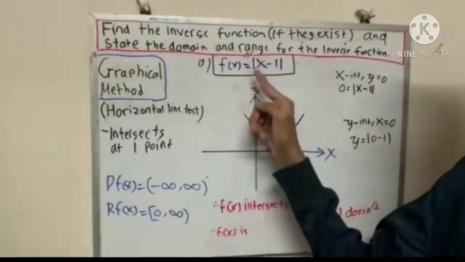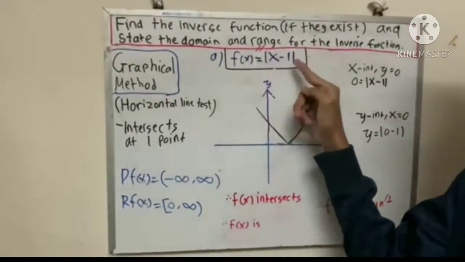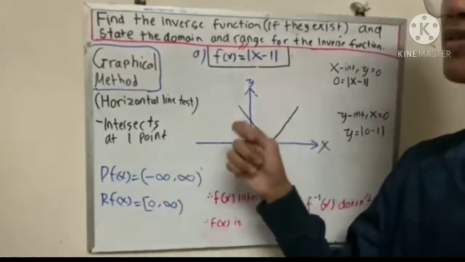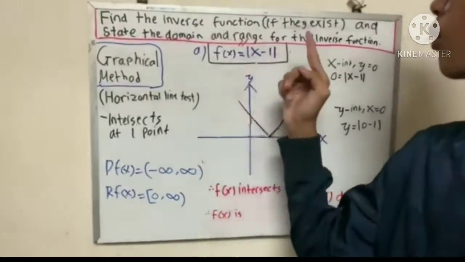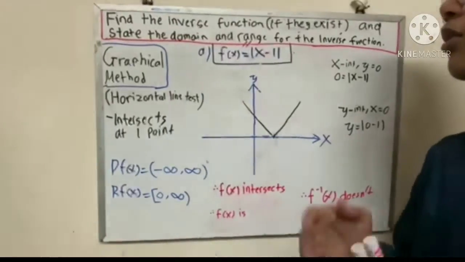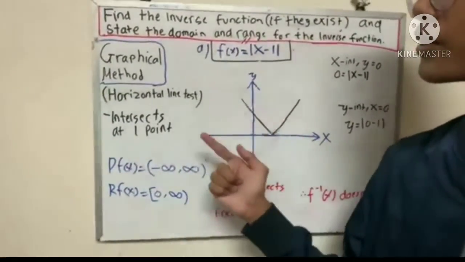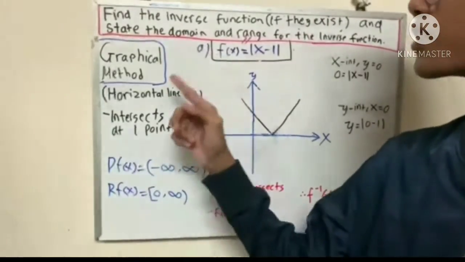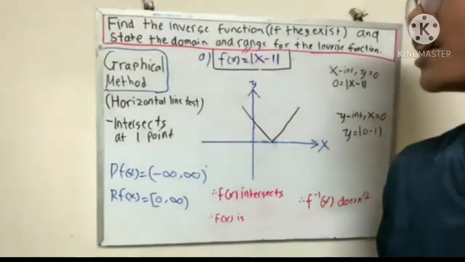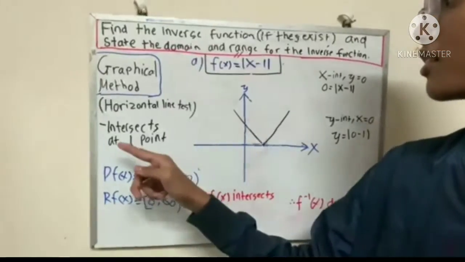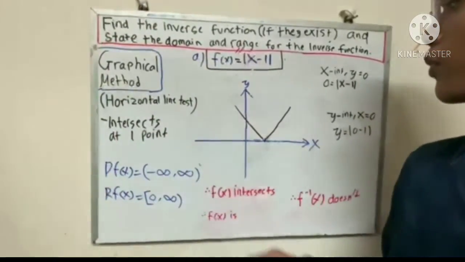So this is the function that was given to us, f(x) equals modulus of x minus 1. In order for us to find the inverse function, we need to make sure the function is a one-to-one function or not. So how do we determine a one-to-one function? There are two methods, which are the algebraic method and the graphical method. But today I will be explaining the graphical method, or the horizontal line test. And the condition for this method is that the horizontal line needs to intersect at one point on the graph.